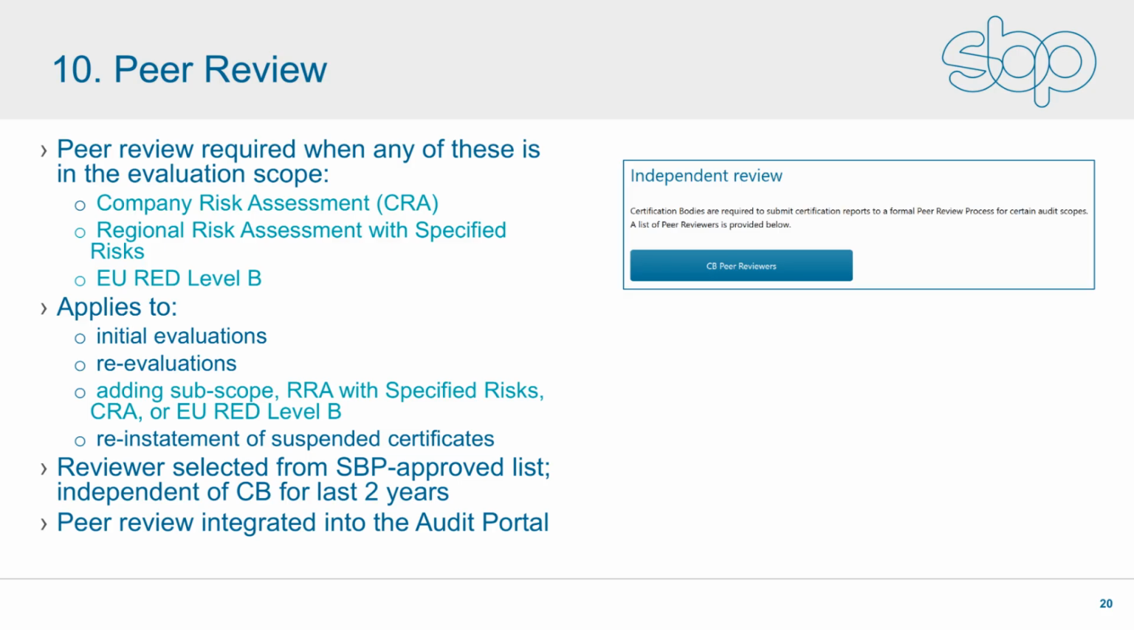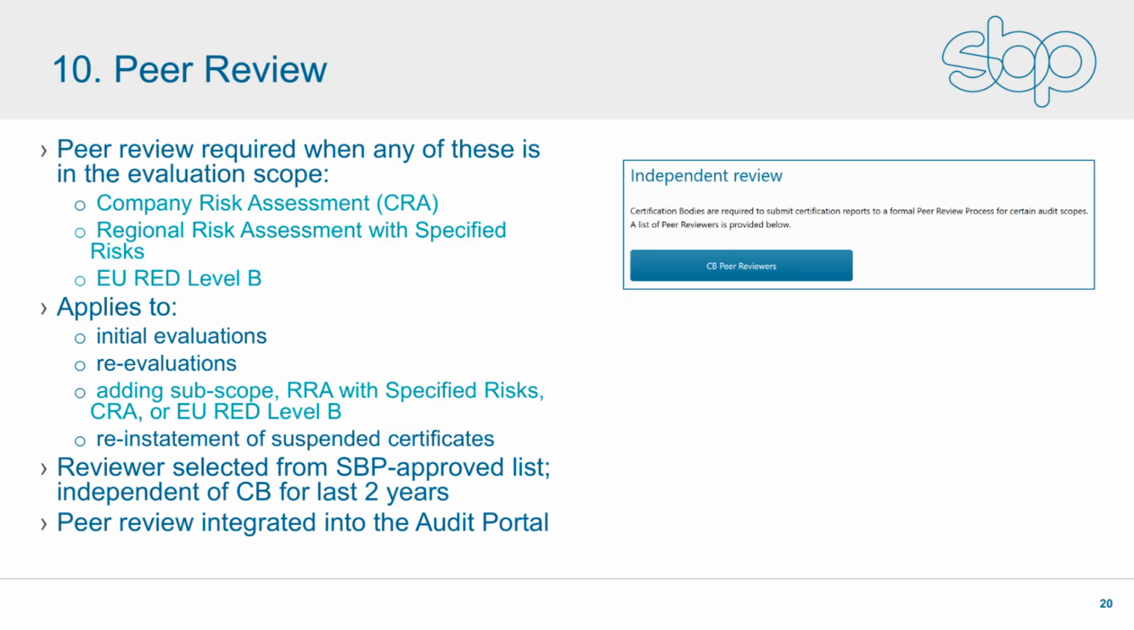The same is true if no central risk assessment, no specified risk RRA, and no EU RED Level B is in scope. This aligns with the version 2.1 relaxation we saw for auditor qualification in indicator 4.1. They are part of the same family of changes, prorate the oversight to the actual risk. Operationally, the peer reviewer must be selected from SBP's approved list, which is maintained on the SBP website.